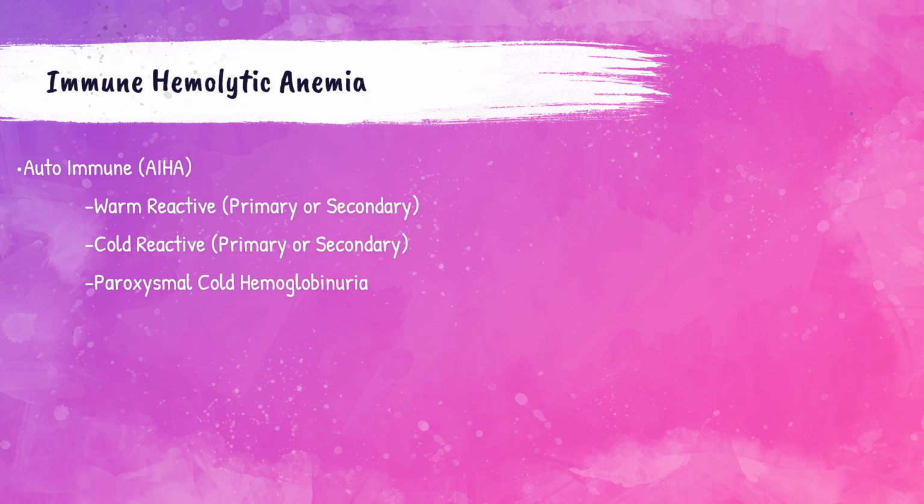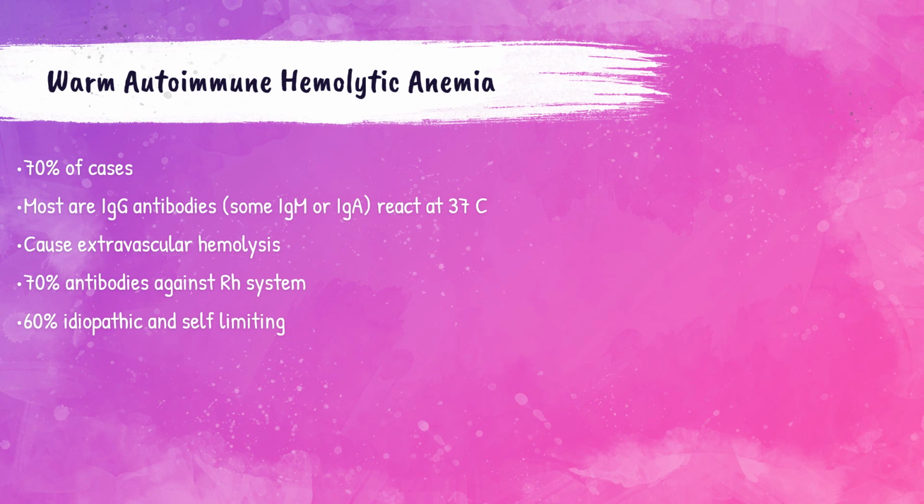There are a couple of different types of autoimmune hemolytic anemias. These are warm autoimmune hemolytic anemia, cold autoimmune hemolytic anemia, and paroxysmal cold hemoglobinuria. So let's talk about these. Warm autoimmune hemolytic anemia accounts for around 70% of all the autoimmune hemolytic anemias that occur. Most are IgG antibodies reacting at 37 degrees Celsius, which is body temperature, although some can be caused by IgM or IgA antibodies. These cause extravascular hemolysis.